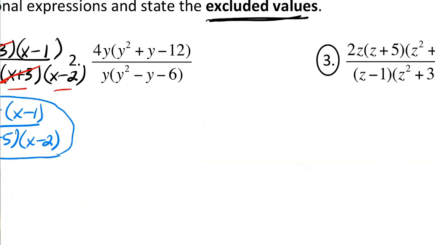Number 2, we need to factor the trinomial in the top and factor the trinomial in the bottom. So if you'd like to pause the video and see if you could factor those and then state the excluded values.